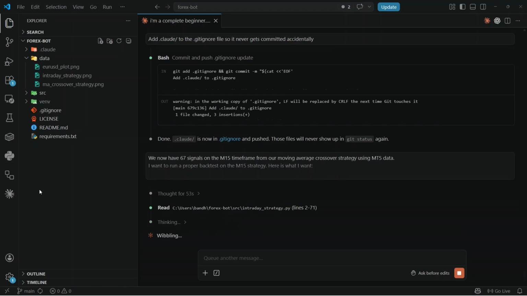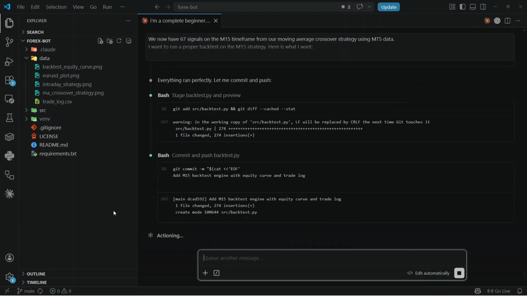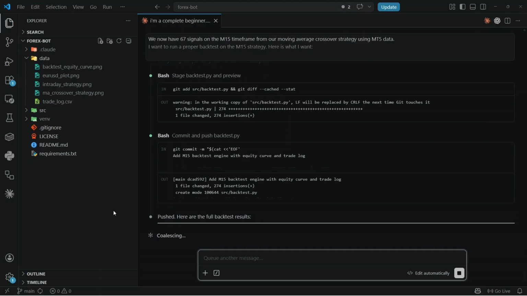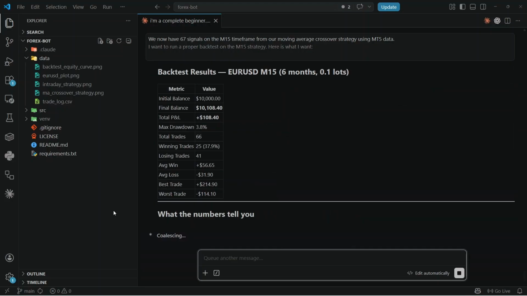Claude is building the backtest engine right now, reading through all 67 signals one by one, simulating every entry and every exit, calculating the profit or loss on each trade, and updating the running balance as it goes. This is essentially Claude doing manually what a real trader would have to do over 6 months, compressed into a few seconds of computation. And here's what came back: 67 trades total. One signal was unpaired, so it got excluded. That's normal in backtesting. 25 winners, 41 losers.